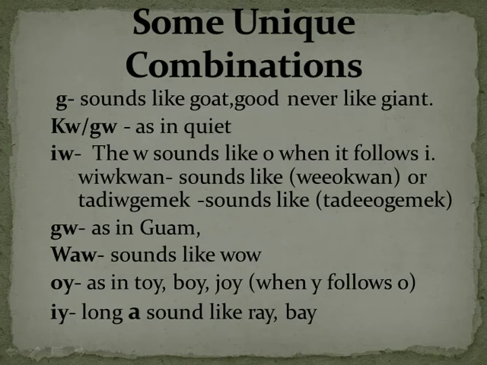Gua, like Guam. Basically, it's the same as the qua. WAW sounds like ow, like wow. Wowyasto is a tornado, so it's an ow. OY sounds like oi, as in toy, boy, joy. The IY sounds like A, like ray, bay, or say.